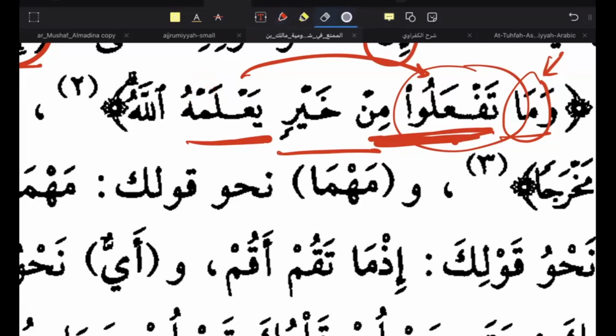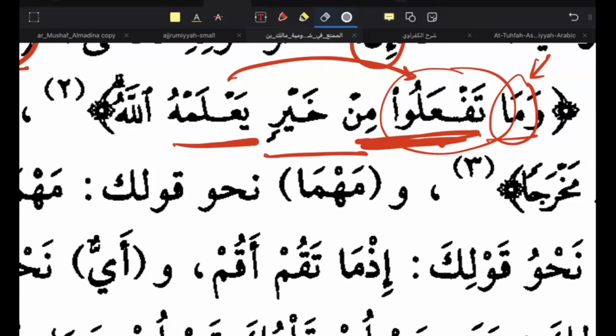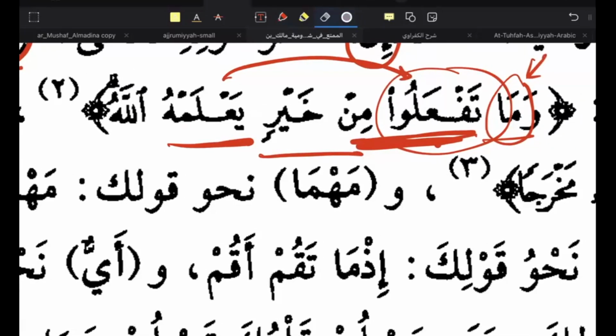So this is also in the majzum state. See, the Quran follows the rules of the language, so when you see the Quran and you know the grammar, you will like it more. What is the verse saying? Whatever you do from good, Allah knows. By the way, what is this "who" with regards to i'rab? Allah is fa'il, marfu'.